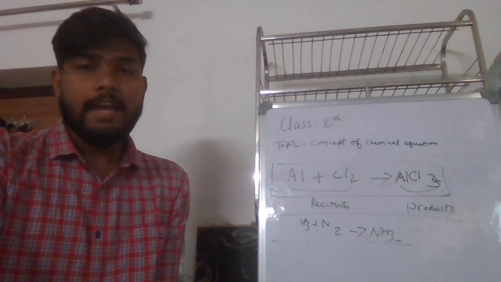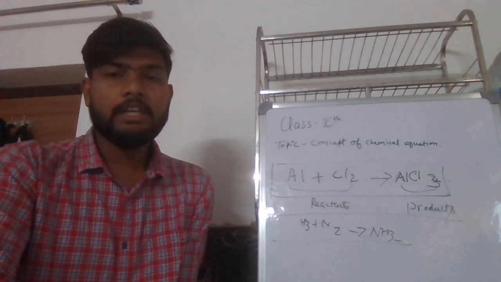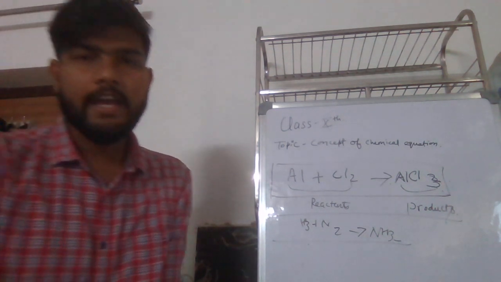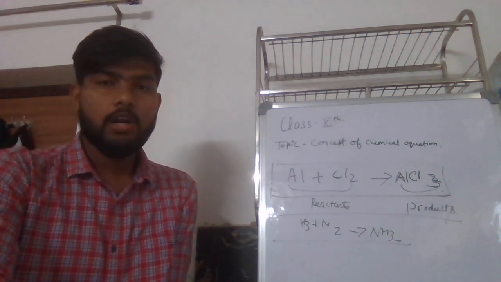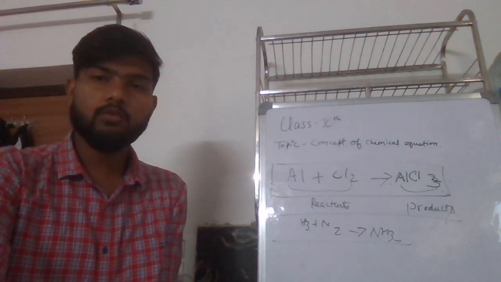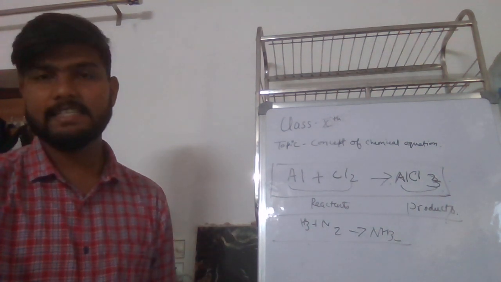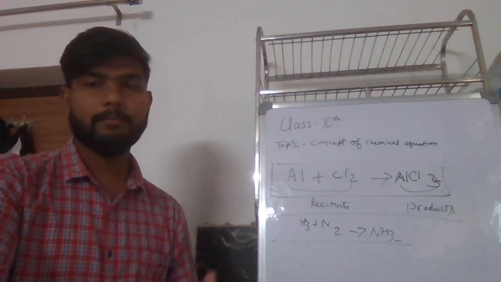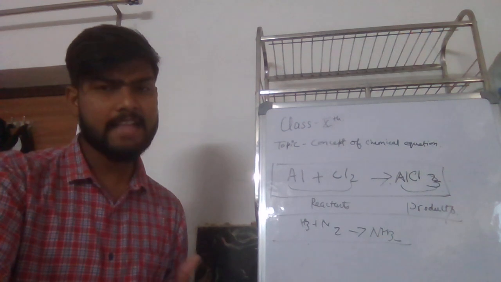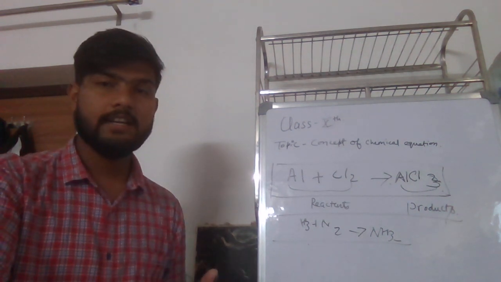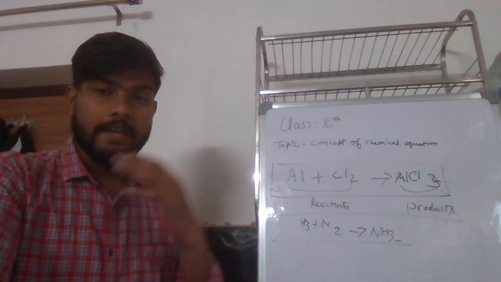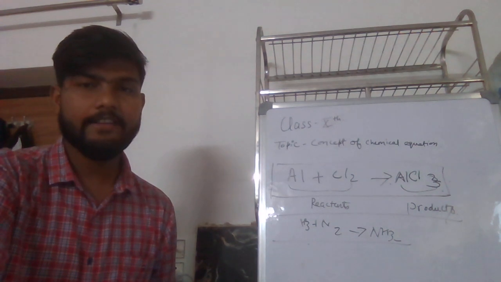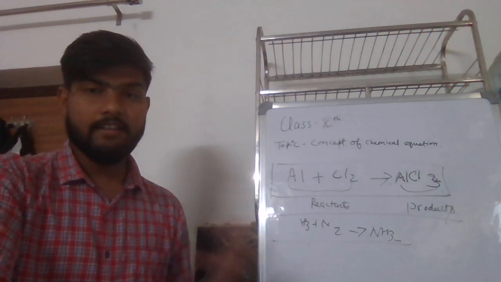Here is homework for you. There is one activity: you have to make a lemon volcano. And there are 2-3 questions for you: what is a balanced chemical equation, and why should a chemical equation be balanced? Explain with an example. Translate the following statements into chemical equations and check whether they are balanced or unbalanced: calcium hydroxide plus carbon dioxide converts into calcium carbonate plus water; zinc plus silver nitrate converts into zinc nitrate plus silver.